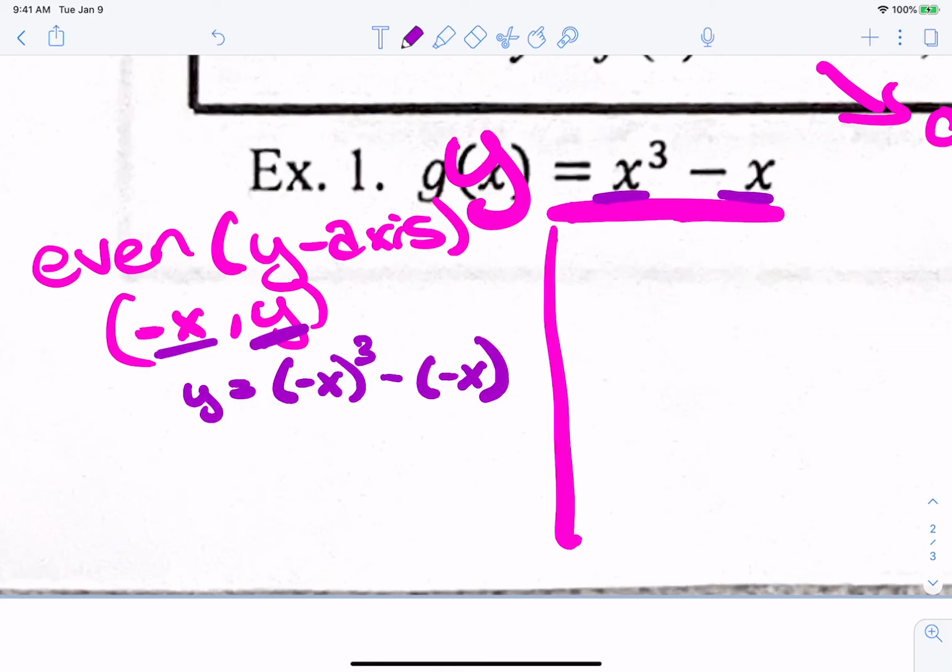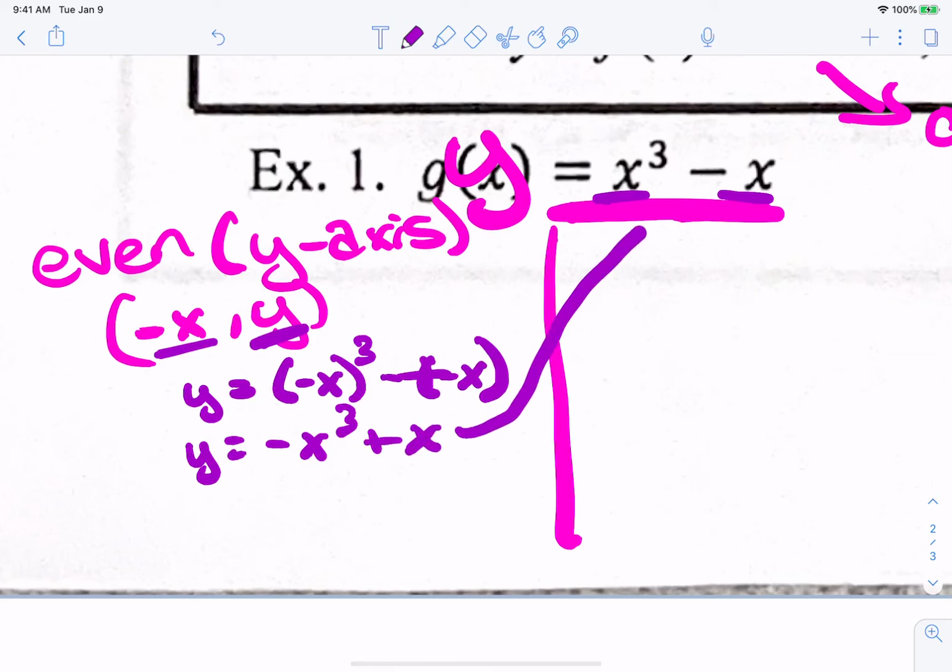So if I take -x and cube it, does it stay a -x cubed or does it become a +x cubed? It stays -x cubed. Then -x is going to become +x. Is this the same equation as I had before?